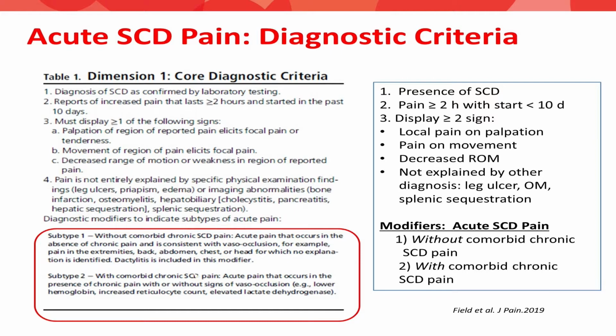So acute pain that occurs in the presence of chronic pain is different from acute pain that occurs in the absence of chronic pain. When you see the 6-month-old or 1-year-old child who has acute pain and hasn't had chronic pain, that is different from your older patient who may be 30 years old and has acute pain in the background of chronic pain, because their response would be different.